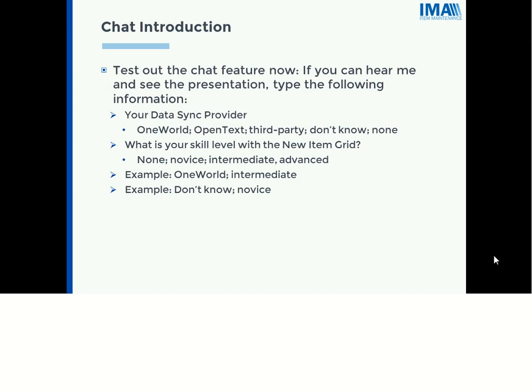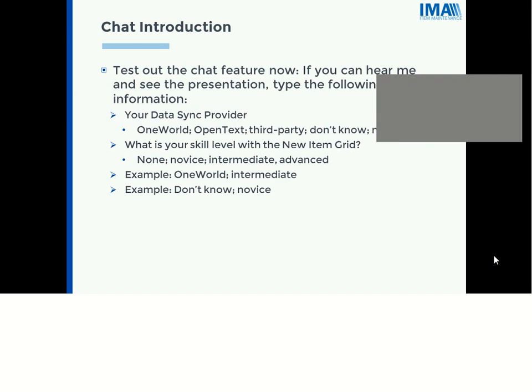Go ahead, if you can, test out your chat feature. If you can hear me and you can see the presentation, please let me know the following. Who is your data sync provider? One World, Open Text, third party, don't know, or none. And then what is your skill level with the new item grid? None, novice, intermediate, advanced. So example, One World, intermediate, or don't know, novice.